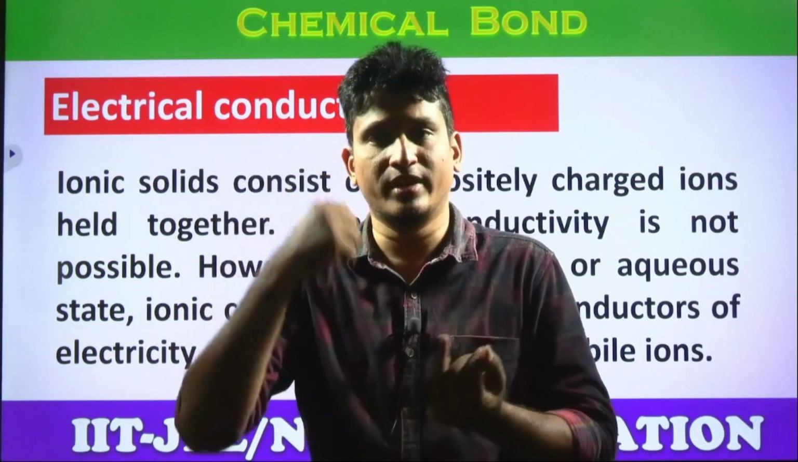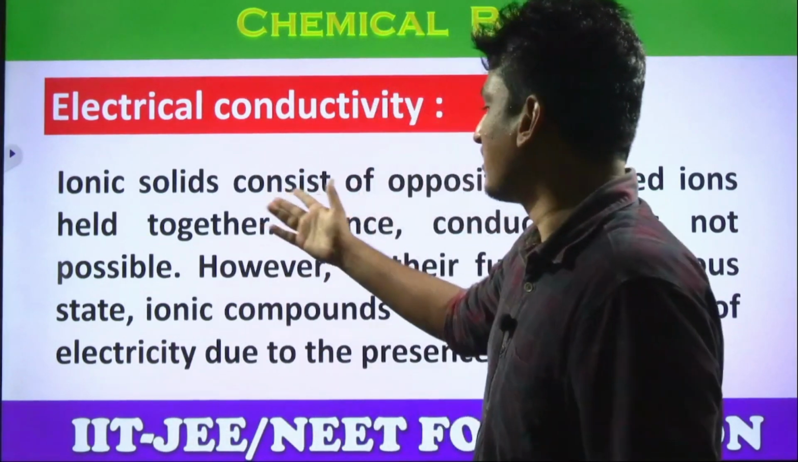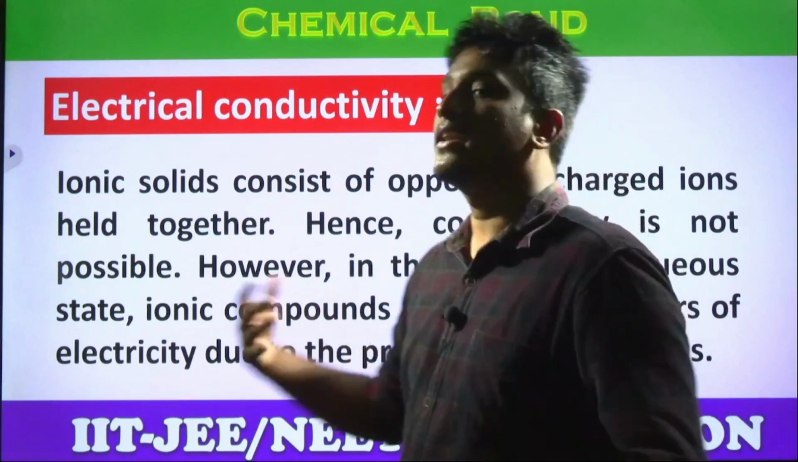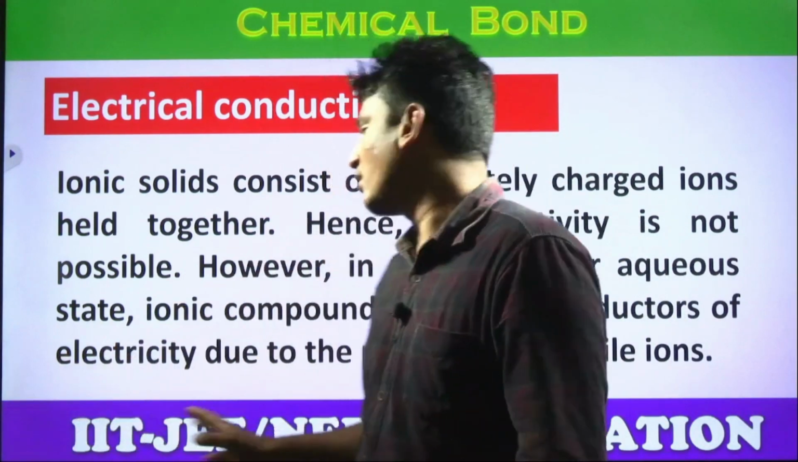Why? No free movement of ions. That is electrical conductivity. Ionic compounds are good conductors of electricity due to the presence of mobile ions. Mobile ions means free movement of ions.